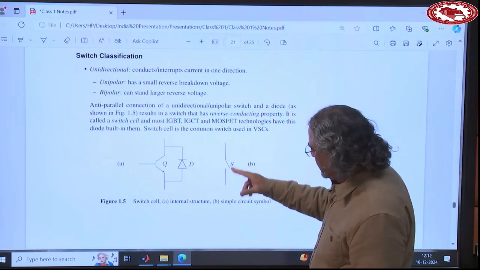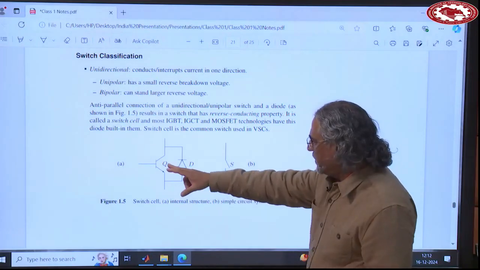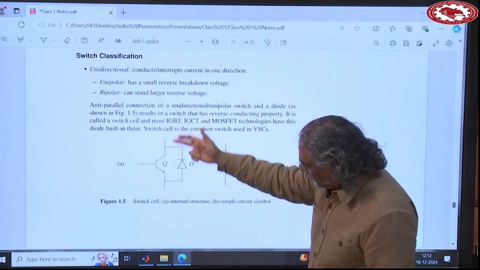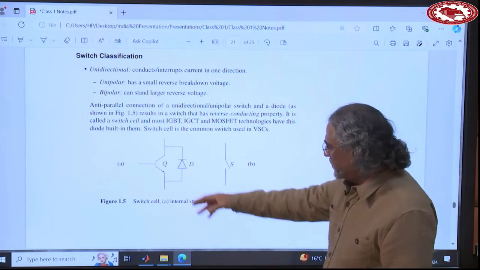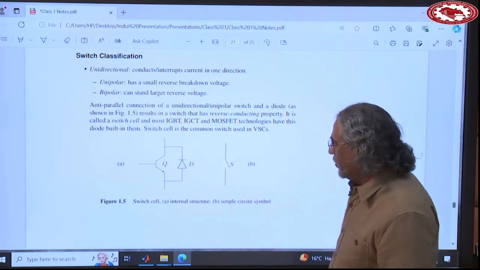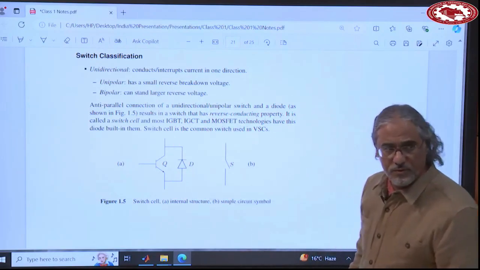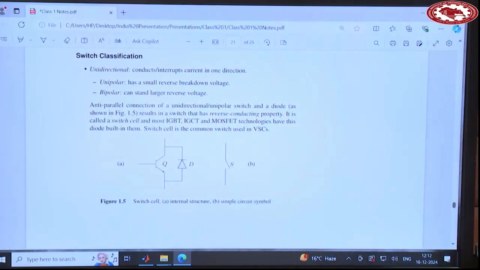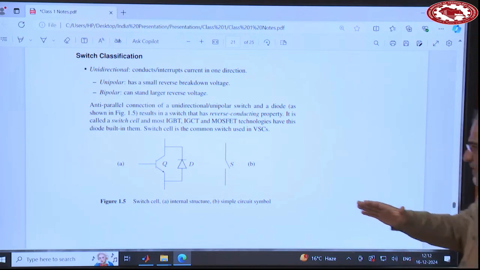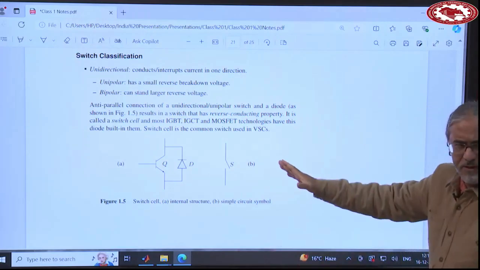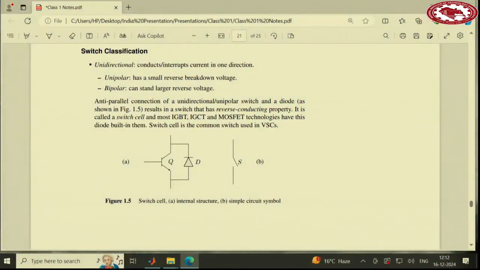Whenever we use this circuit symbol, it basically shows that you have a switch here that can conduct or interrupt the current in this direction, and then there is a reverse connected diode. So if need be, the current can flow back in this direction through the diode. So you can say it's bidirectional, but the reverse direction is done through the diode, not through the switch. It's very common, and you will see when we get into the converters later today or tomorrow how this arrangement will work very nicely.